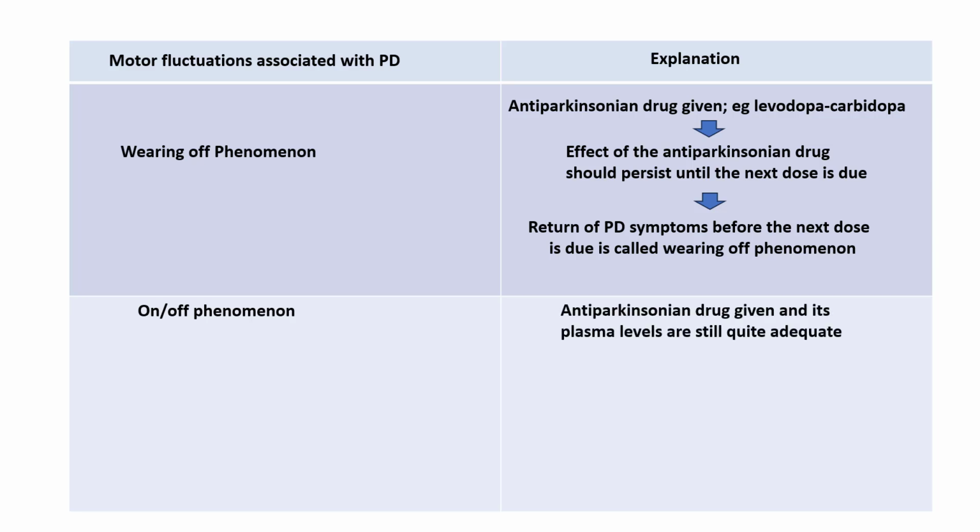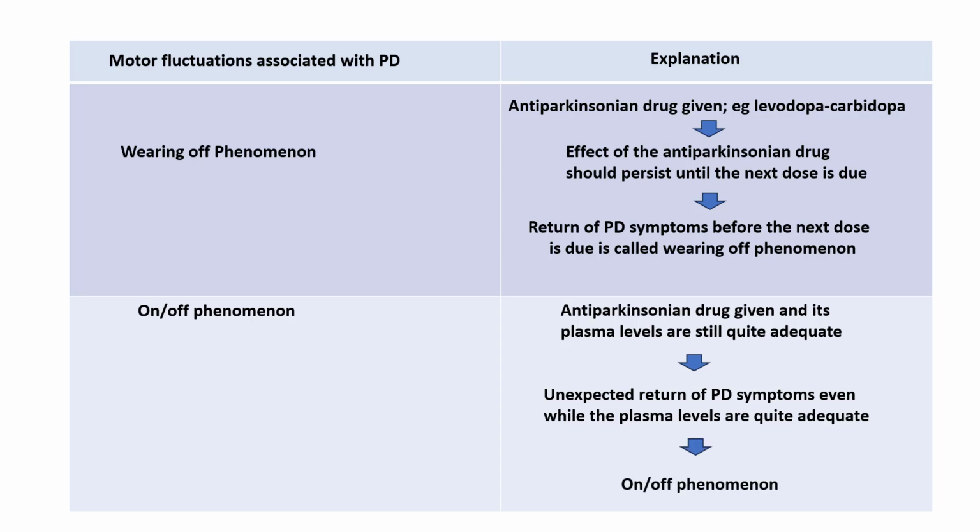On the other hand, if an anti-Parkinsonian drug is given and its plasma levels are still quite adequate, and unfortunately there is an unexpected return of Parkinson's disease symptoms even while the plasma levels are adequate, then we say that the patient has gone into an on-off phenomenon. Both these phenomena are seen with long-term therapy with levodopa-carbidopa, and in fact almost any anti-Parkinsonian drug.